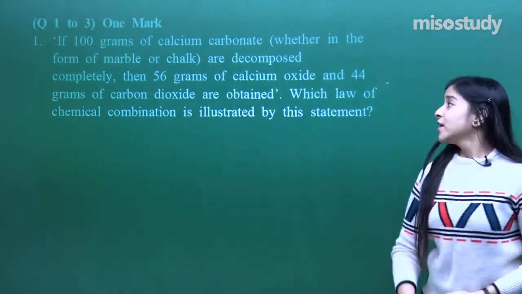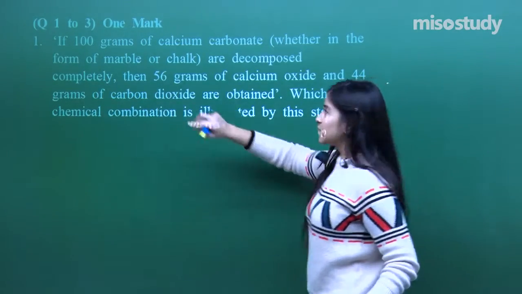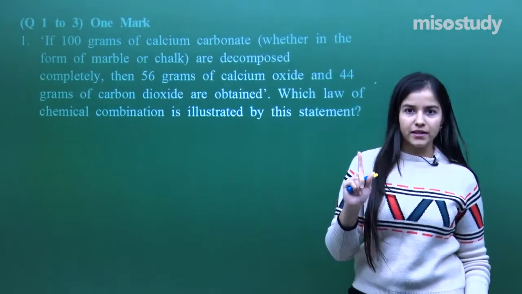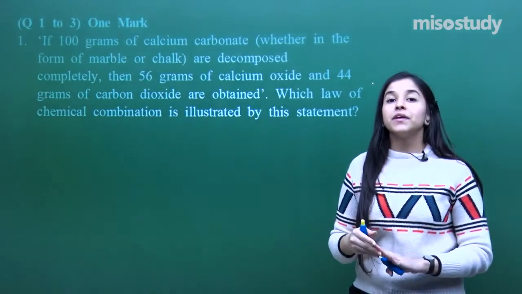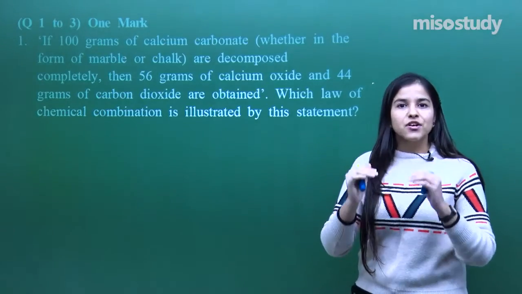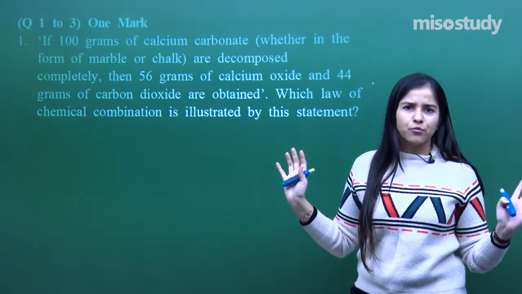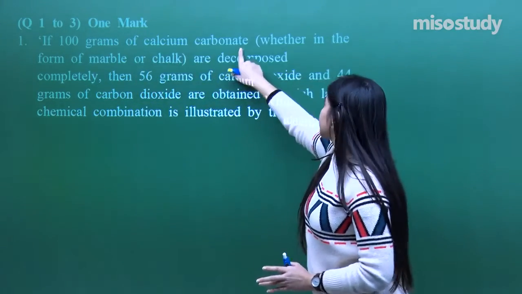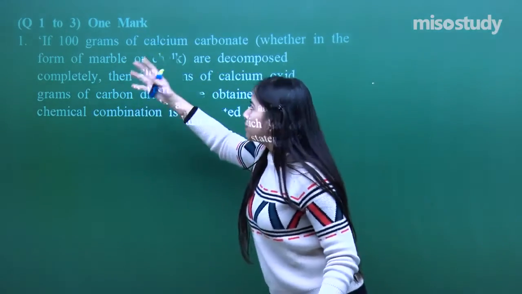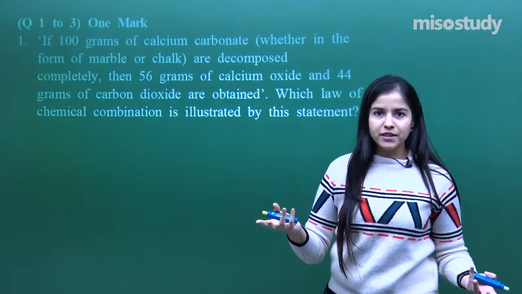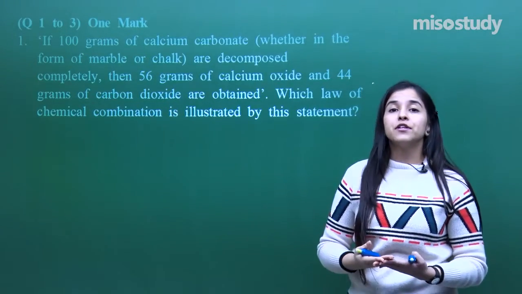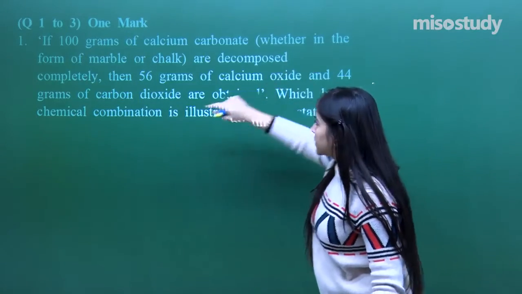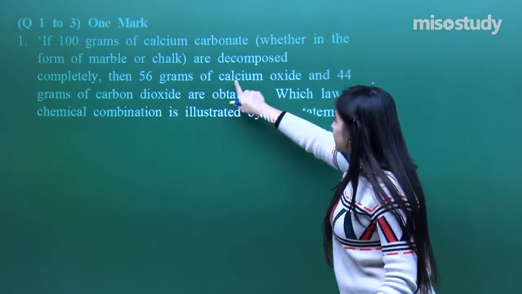First, read the instructions over here. Questions number 1, 2, 3 will be 1 mark, so answer accordingly. No extra marks will be given for extra points or irrelevant points. If 100 grams of calcium carbonate, whether in the form of marble or chalk, are decomposed completely, then 56 grams of calcium oxide.